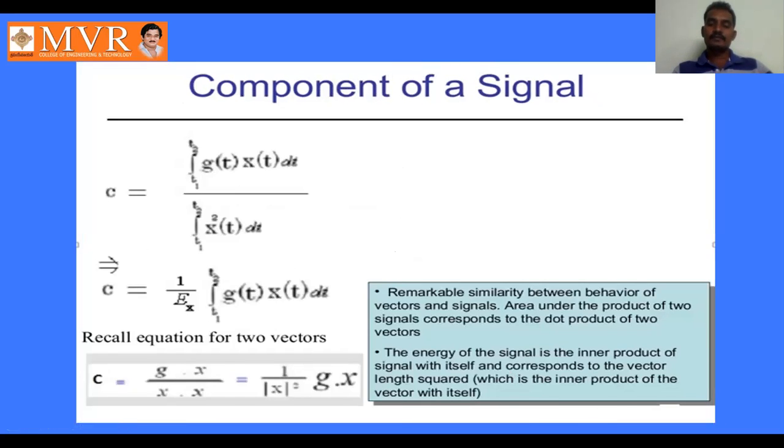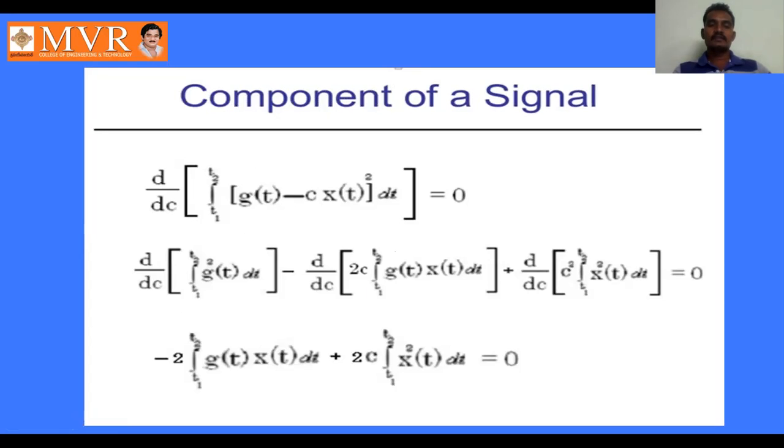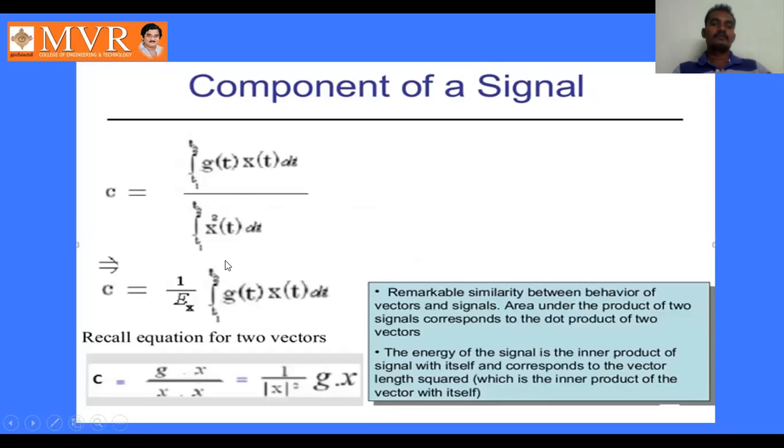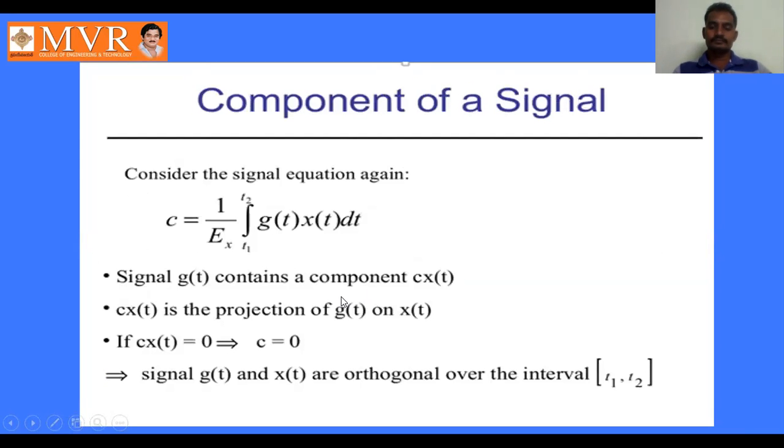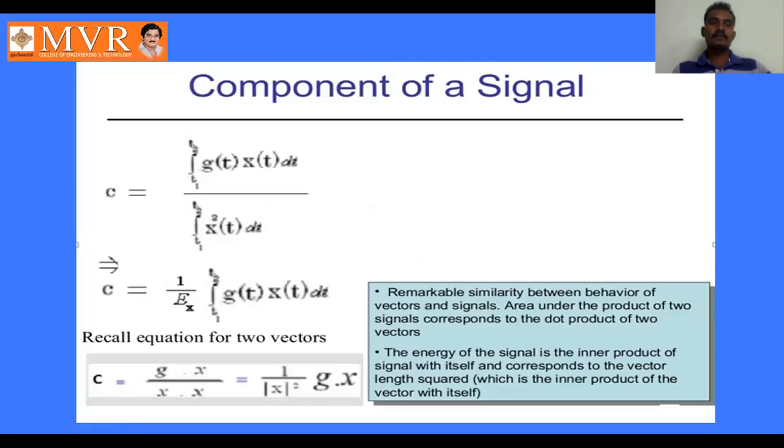Then from this expression we can extract c, as the 2 gets cancelled. So c equal to integral t1 to t2 g of t x of t dt by integral t1 to t2 x square of t dt, or c equal to 1 by Ex into integral t1 to t2 g of t into x of t dt. So this is the expression for c.